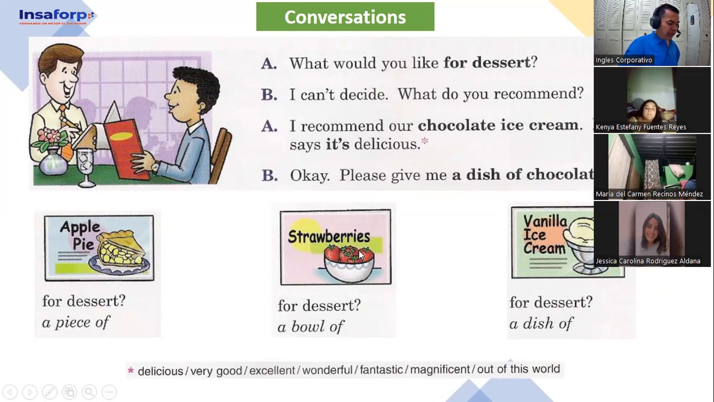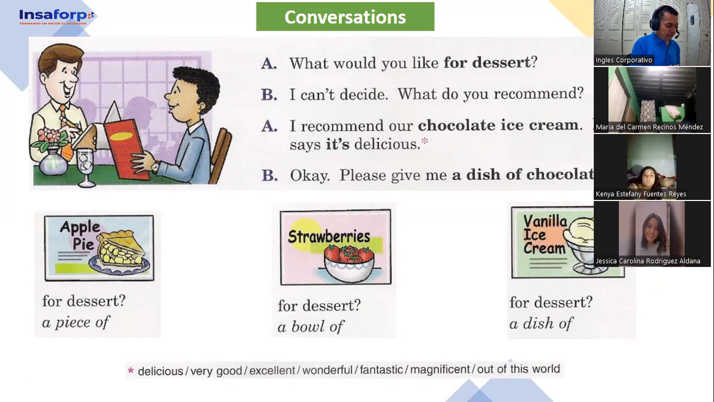Now, for this conversation, for dessert, I will have Maria René, letter A. And Mateo, letter B, right? With apple pie. Remember, a piece of apple pie. A piece of apple pie, right? One, two, three, action.